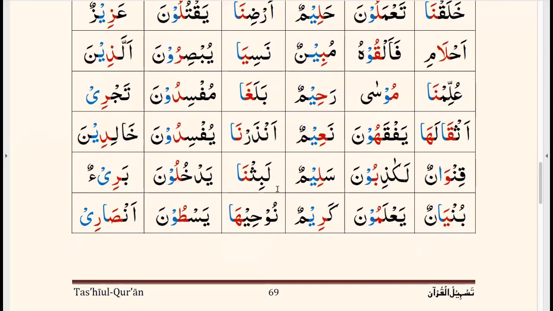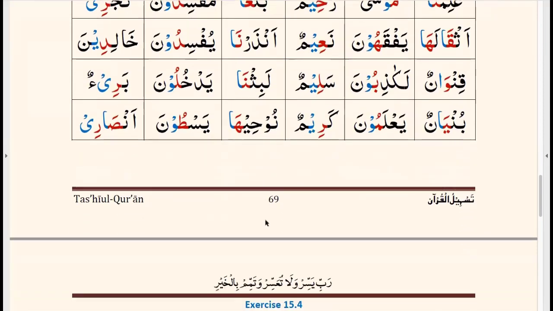Labithna. Labina. Labithna. Labina. La. Labithna. Na. Very nice. That was really nicely read. Jazakumullah G1320. Allah Hafiz. Okay. Let's carry on with the next student.